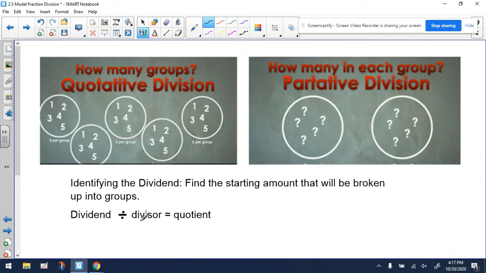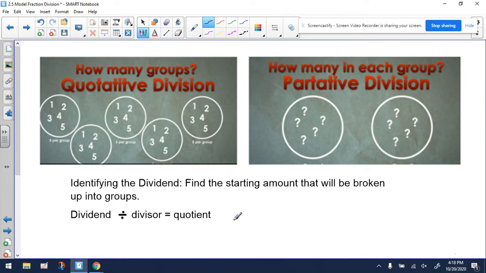So let's go back and make sure we understand the two different types of division. There's one type, how many groups are there? And then the other type is how many in each group. So quantitative division or partitive division, right? If we identify the dividend, that's the thing you're starting out with that's going to be broken up into groups. So the dividend is always that thing that's being broken up into groups.